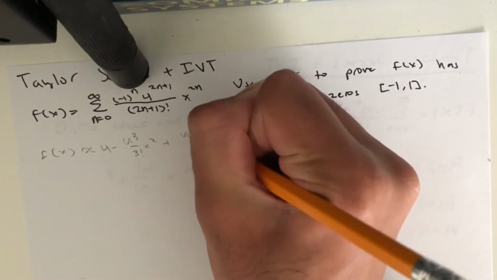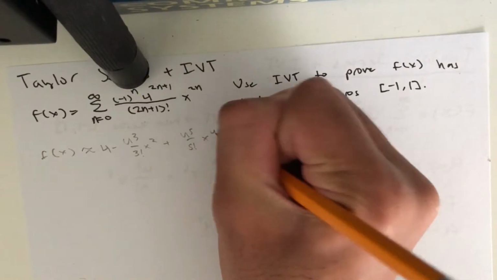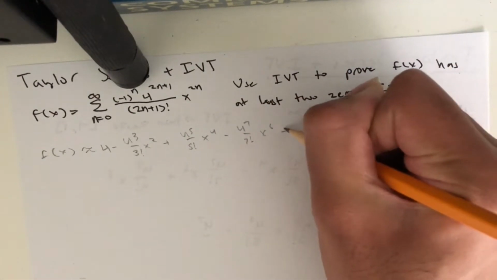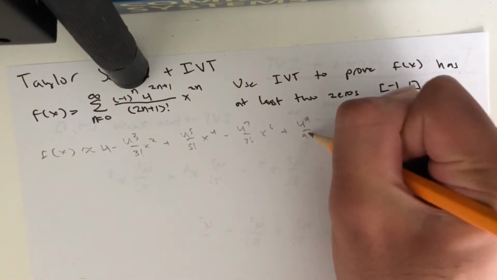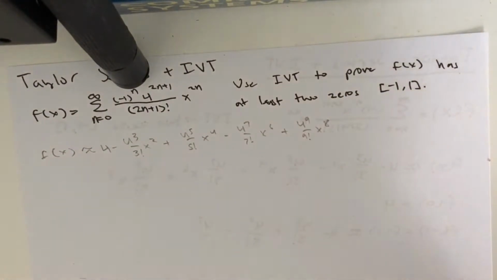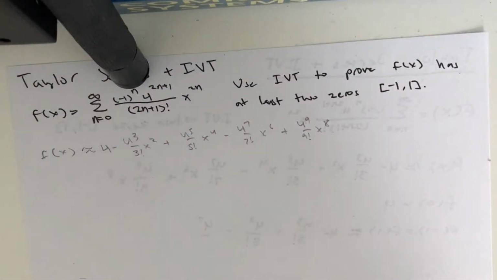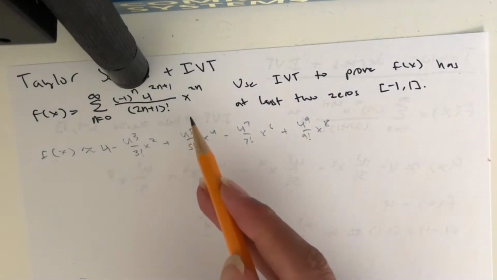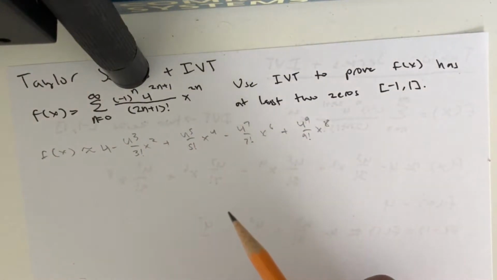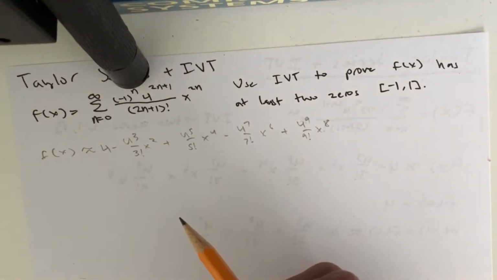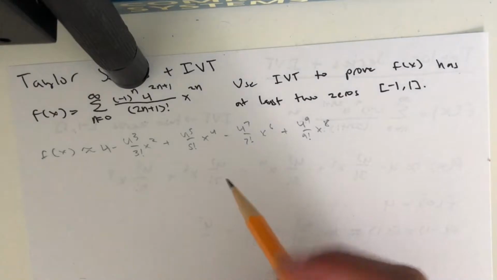plus 4 to the fifth over 5 factorial x to the fourth minus 4 to the seventh over 7 factorial x to the sixth plus 4 to the ninth over 9 factorial x to the eighth. This should be enough terms. Next, what we want to do is realize that this is an even function, meaning that it's going to be symmetrical across the y-axis. That means if we can prove that there is a 0 between -1 and 0, then there must be a 0 between 0 and 1.